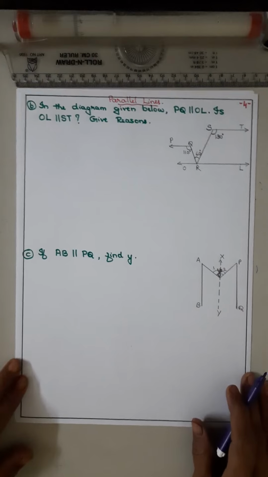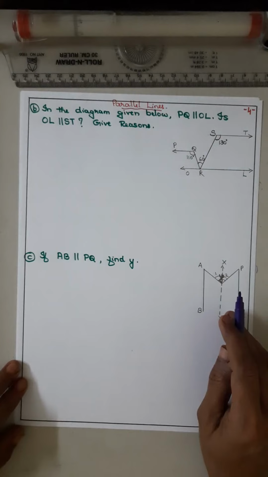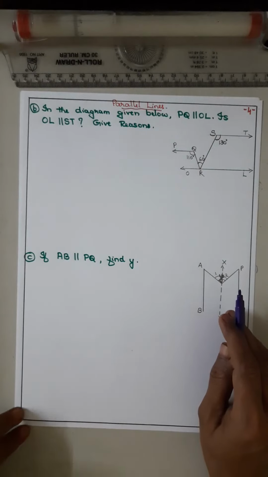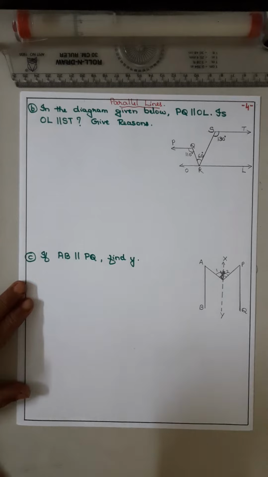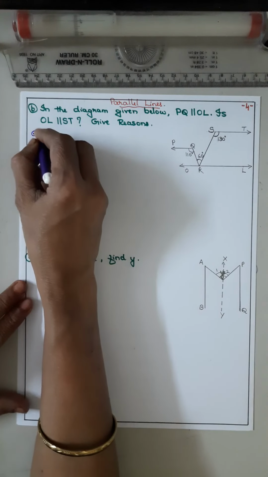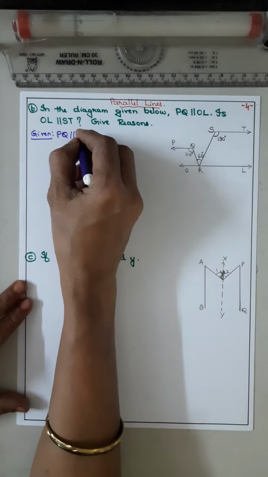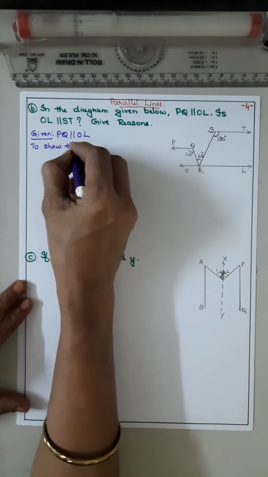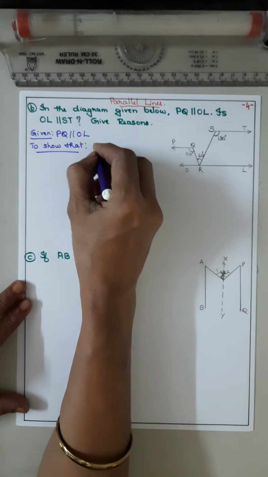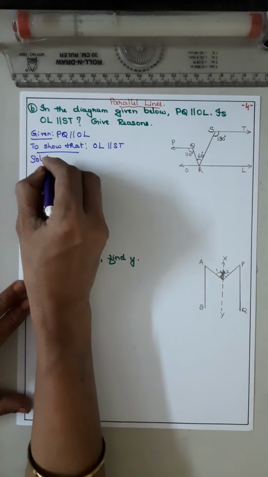There are 3 lines, isn't it? PQ, OL and ST. PQ is parallel to OL, but is OL parallel to ST? They have asked. The angles are given. First write given: PQ parallel to OL, and to show that OL is parallel to ST. Now, solution.